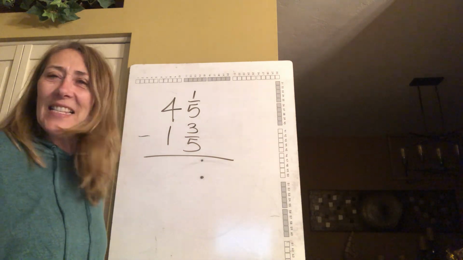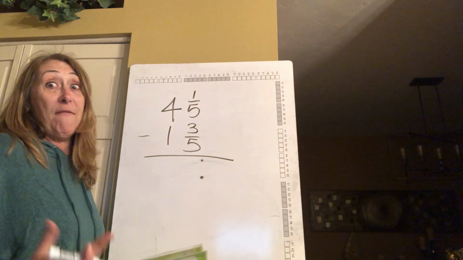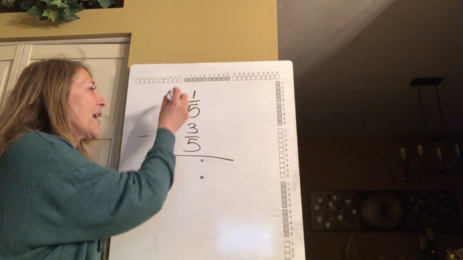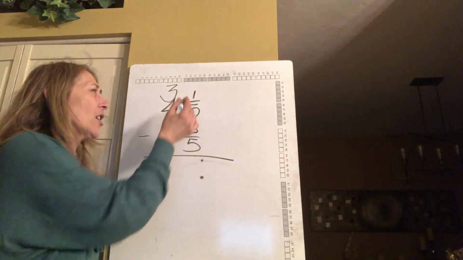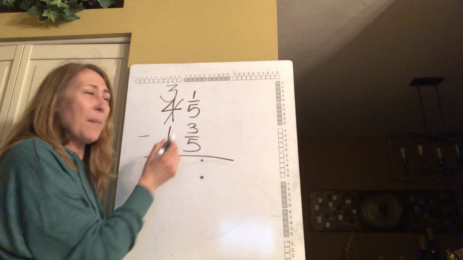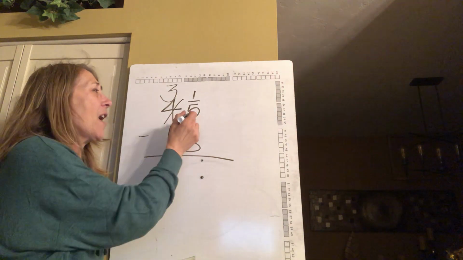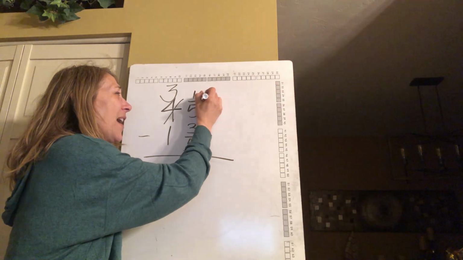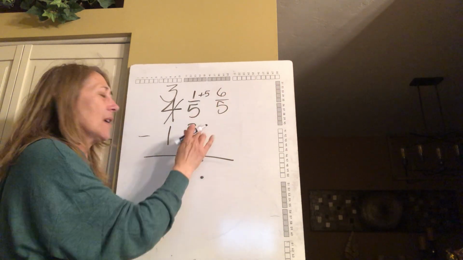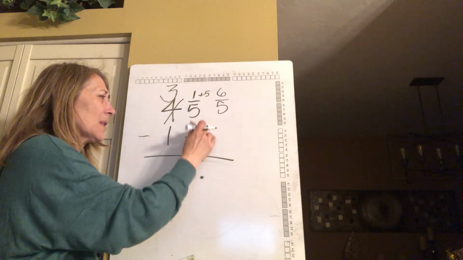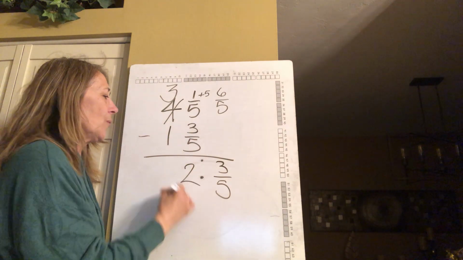All right, let's look and see what you did. 1/5 minus 3/5, don't have enough. So I'm going to go to my wholes. Now I have 3. And what am I going to add to this one up here? My denominator tells me I need how many pieces? 5. So I'm adding 5 to that 1. So I have 6/5 minus 3/5. 6 minus 3 are 3/5. 3 minus 1 are 2.